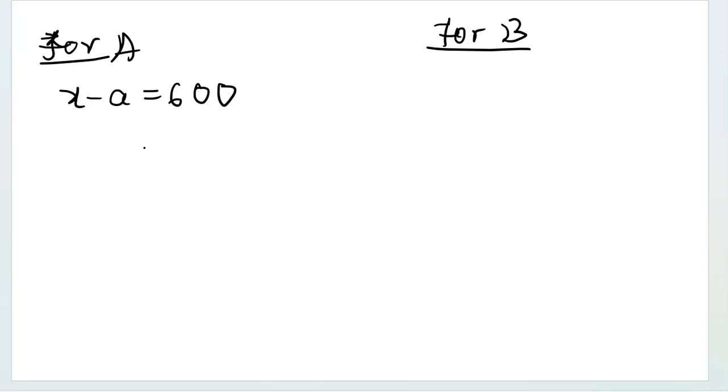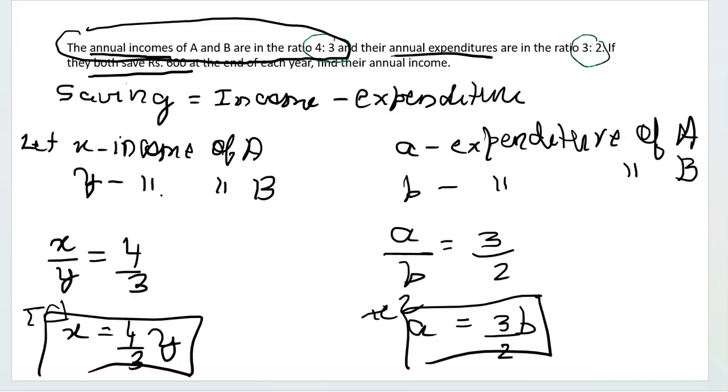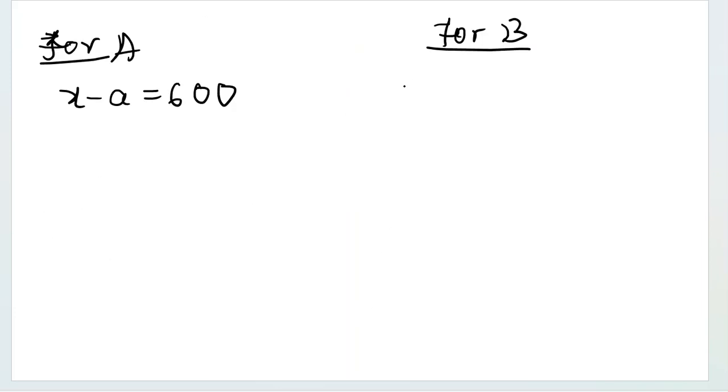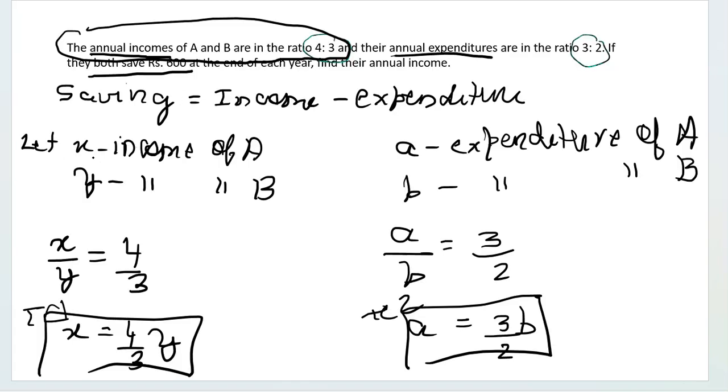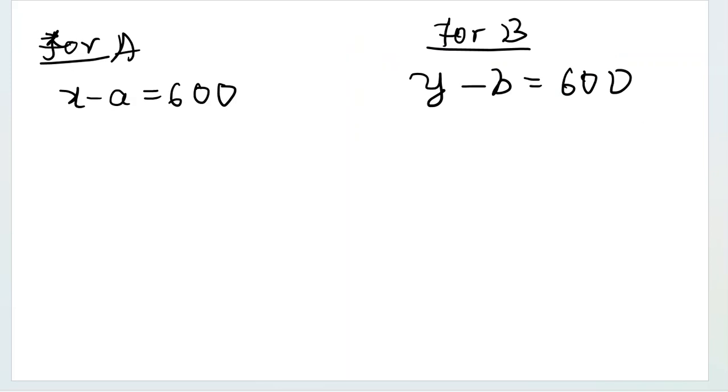Income of B is Y, and expenditure of B is B. So Y minus B is also 600. Because savings is always what? Income minus expenditure. So savings of A will be the income minus expenditure, and savings of B will be the income minus expenditure.